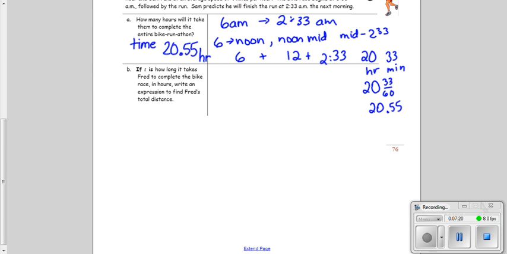Question B. If T equals how long it takes Fred to complete the bike race. Okay, so T is going to be Fred's time.